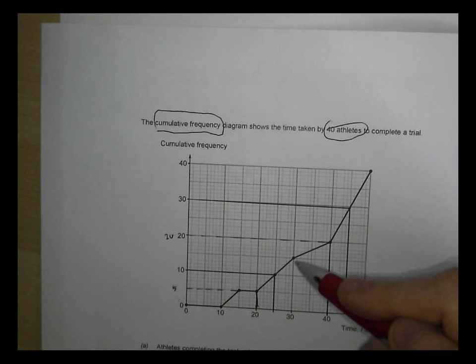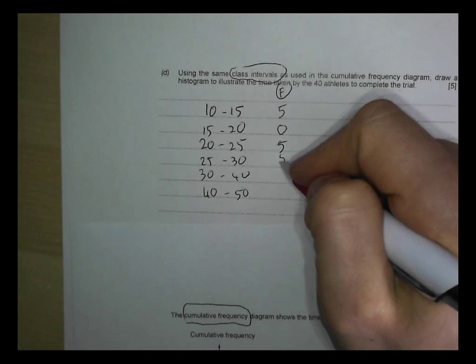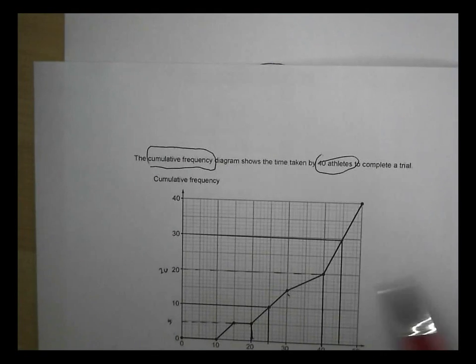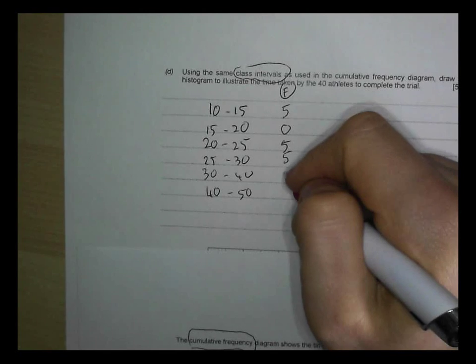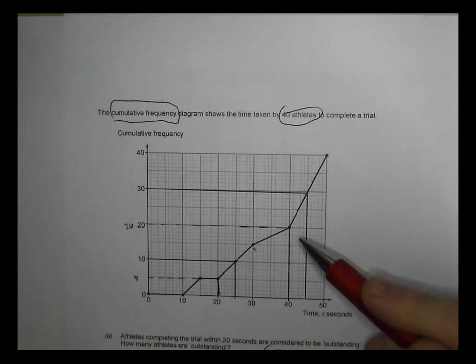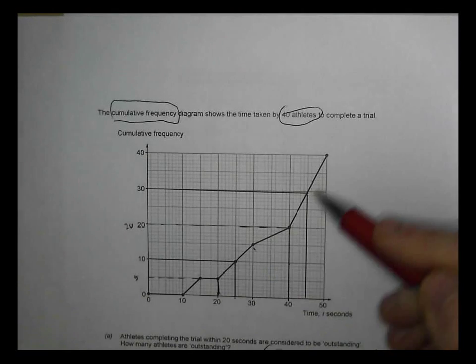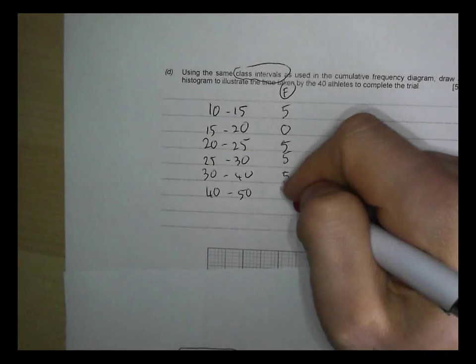25 to 30, again it goes from 10 up to 15. That's another jump of 5. 30 to 40, it goes from 15 up to 20. That's another jump of 5. And finally, from 40 to 50, it goes from 20 on your cumulative frequency up to 40. That's a big jump of 20.